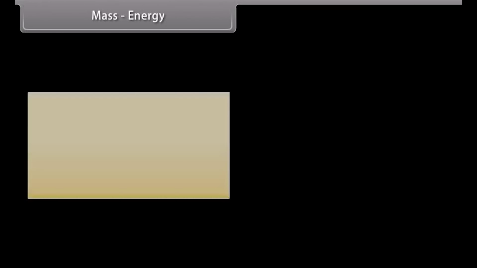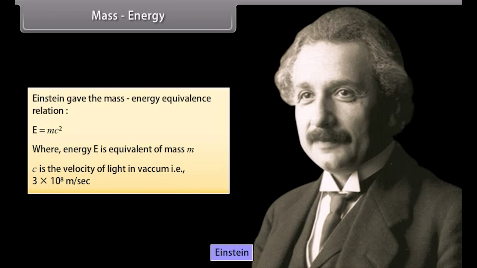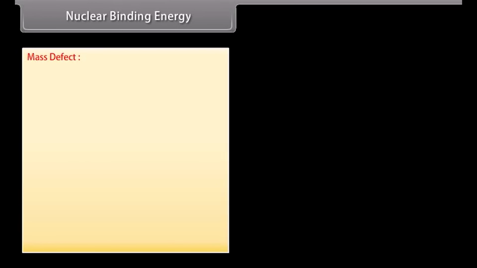Mass energy. Einstein gave the mass-energy equivalence relation: E = mc², where energy E is equivalent to mass m, and c is the velocity of light in vacuum, that is 3 × 10^8 meter per second.